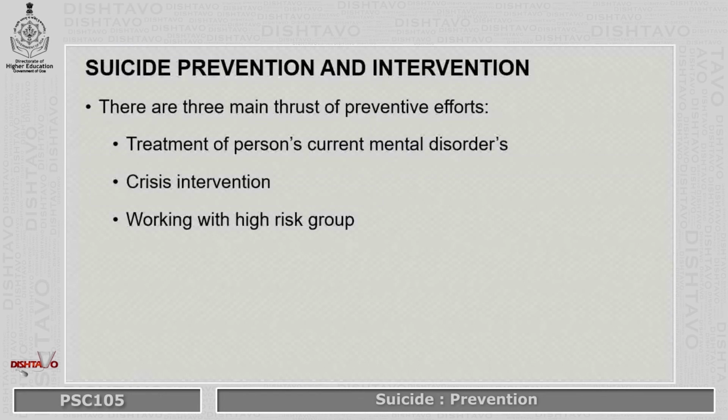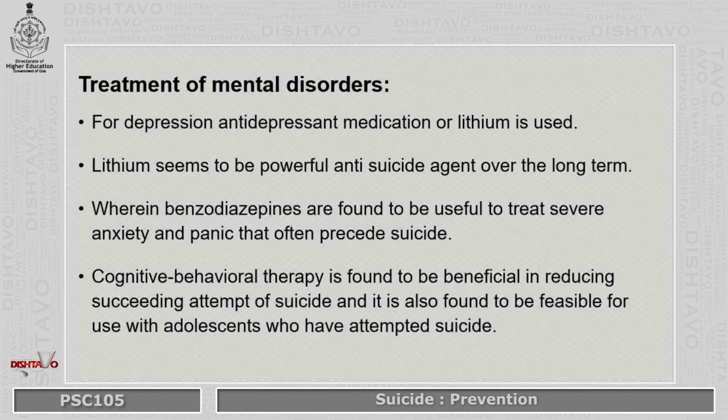Now coming to the important part, that is suicide prevention and intervention. There are three main thrusts of preventive efforts. First, treatment of persons' current mental disorders, then crisis intervention, and working with high-risk groups. First, we will try and understand treatment of mental disorders.